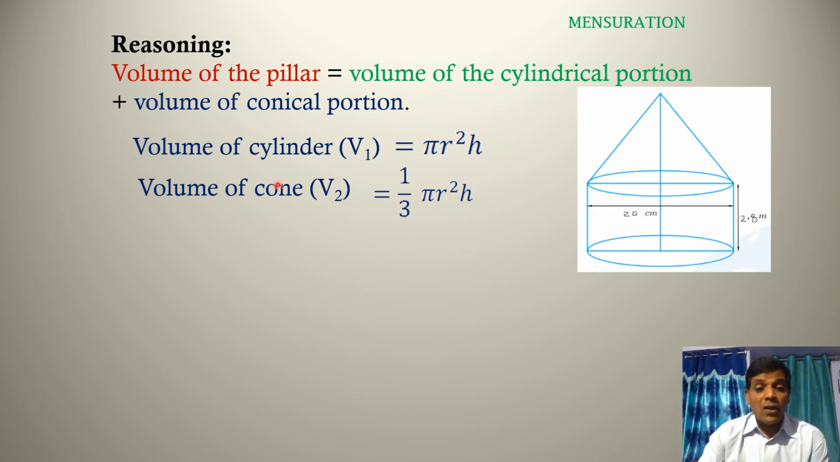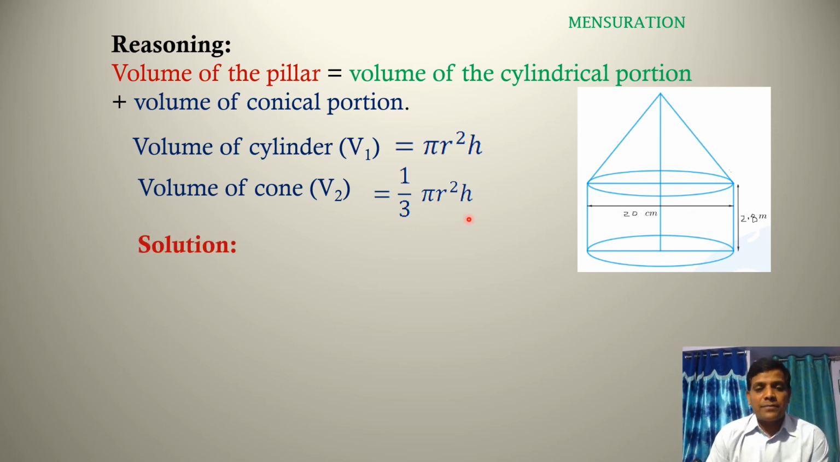So the formula for volume of cylinder is V1, because two volumes are given. The first one is the cylindrical solid volume and the second one is the conical volume. So represent the first volume as V1 and the second volume as V2. Volume of cylinder V1 equals pi r square h. Volume of cone V2 equals 1 by 3 pi r square h. This is the reasoning part.